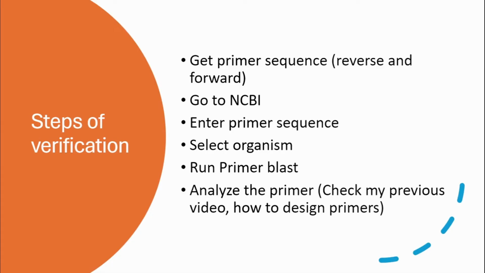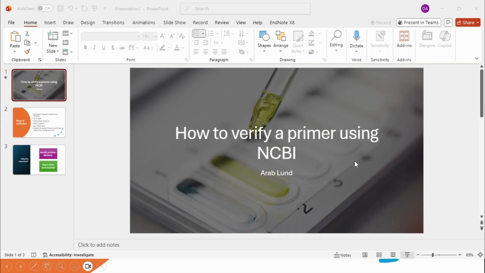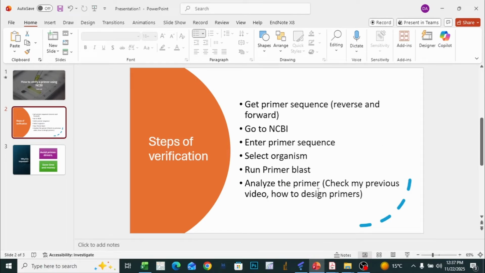These are the simple steps which can be used to verify any kind of primer. First of all, you need to get a primer sequence, forward and reverse. Go to NCBI, enter the primer sequence, select the organism, run Primer-BLAST, and then analyze the primer. In my previous video, I already mentioned the properties that good primers must have, so for the properties you need to check my previous video. Let me show you how to verify a primer.